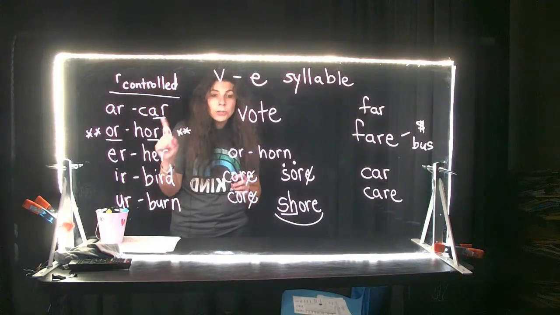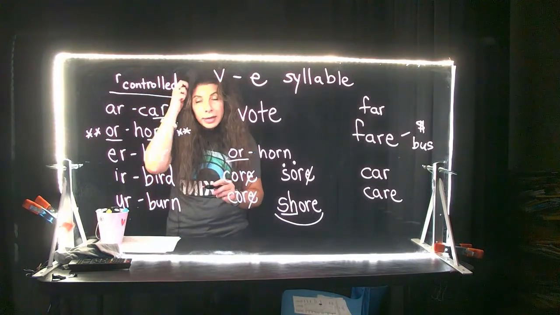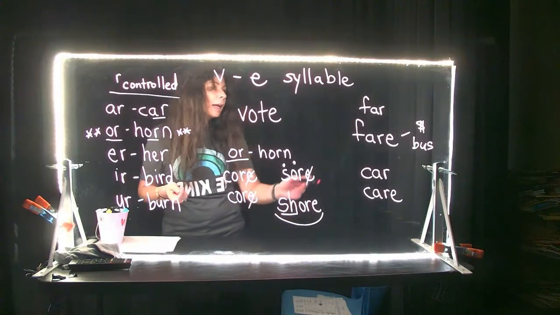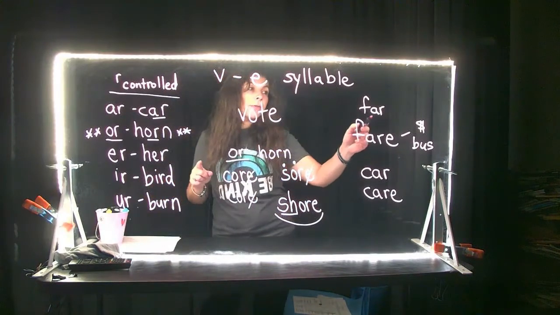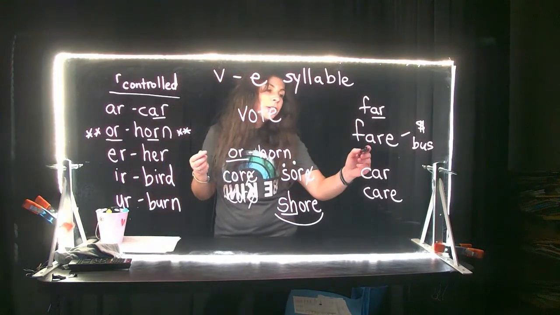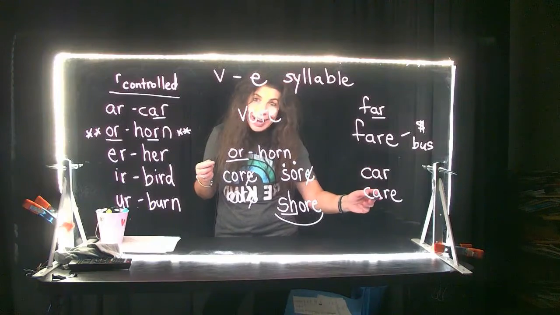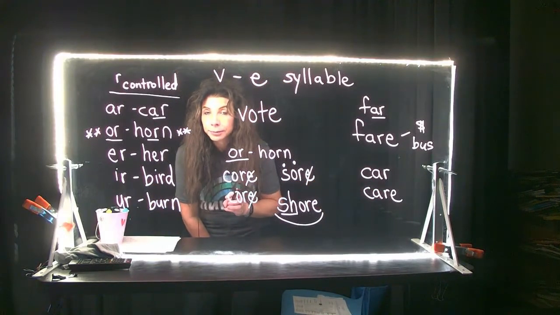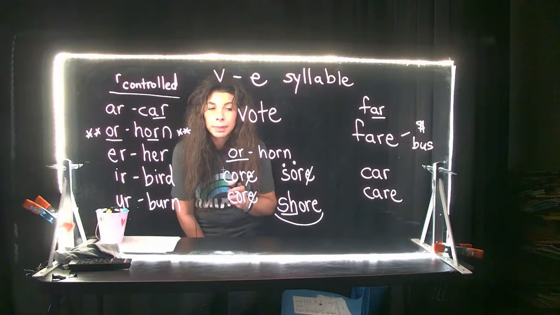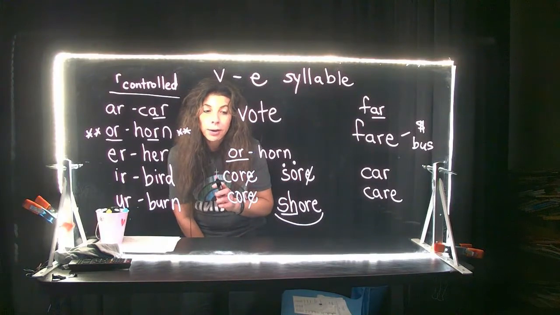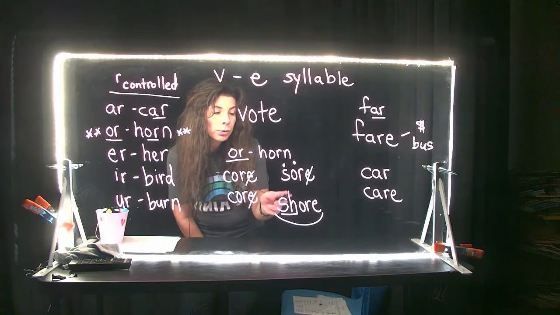It only is with the O-R that if you hear or at the end, you must add that E. It's not for AR. If you hear R at the end, you leave it as R. Because if you add an E, that changes it to fair, care. That actually changes what the R controlled sounds like. So let that sink in. If you hear or at the end of the word, you must put an E. It does not change the sound. Core, sore, shore.